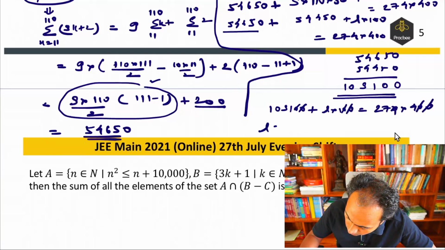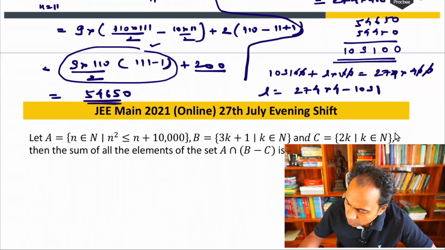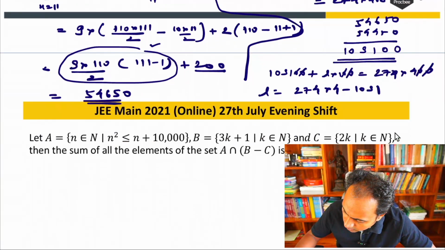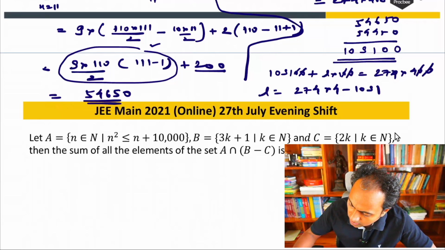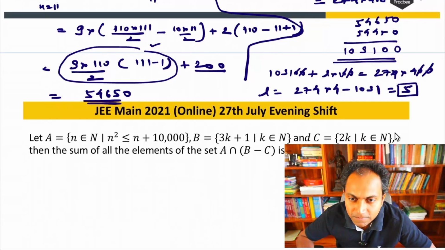So L, if I want to find, it is nothing but 274 into 4 minus 1091. Now 274 into 4, what is the value? So 274 into 4 will become 4 into 4 is 16, 1, 4 into 7 is 28, 29, and then 4 into 2 is 8, and this is 1096. So from 1096, if I subtract 1091, the answer comes out to be 5.